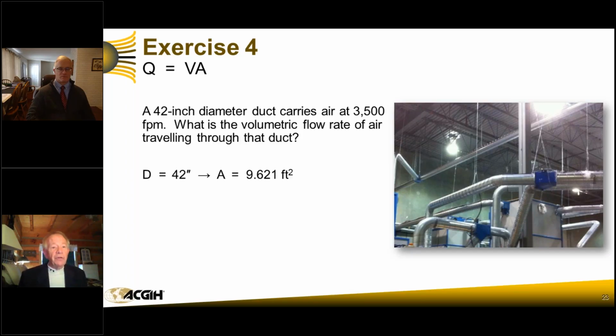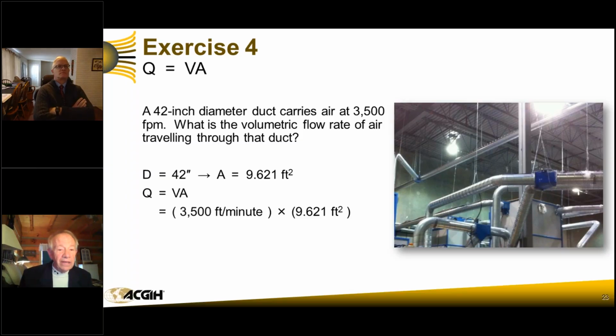So our diameter is 42 inches. If you take 42 times 42 times 0.005454, or do it the pi r squared method, you find out that the area of a 42-inch duct is a little bit more than 9.5 square feet. So when we use that in the formula, and we go back to Mr. Da Vinci, Leonardo, we take our velocity in feet per minute times the area in square feet. What we come up with is 33,674 CFM. Is that ACFM or SCFM? That's going to be a good question. We'll talk about that here in a minute.